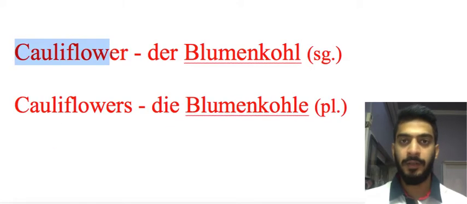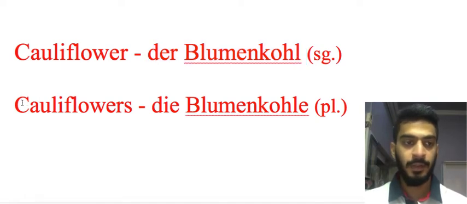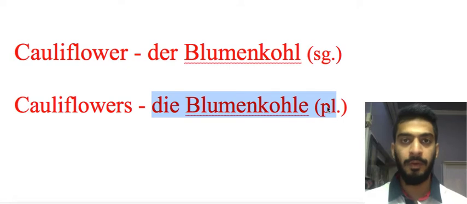Next, cauliflower, der Blumenkohl, singular form. Cauliflowers, die Blumenkohle, plural form. Again, we have a slight variation. We have extra E at the last position.